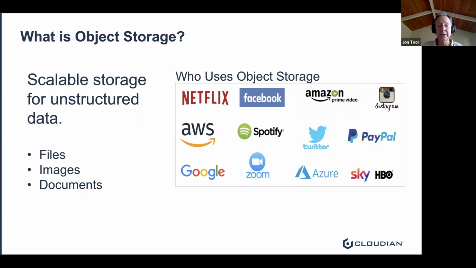And who uses this type of storage? Well, this storage is used by everybody every day. The service we're on right now, Zoom, uses object storage. Matter of fact, they use Cloudian object storage. Services like Netflix, AWS, Facebook, Spotify, Amazon Prime, these are all built on object storage. It truly is the storage infrastructure of the cloud.